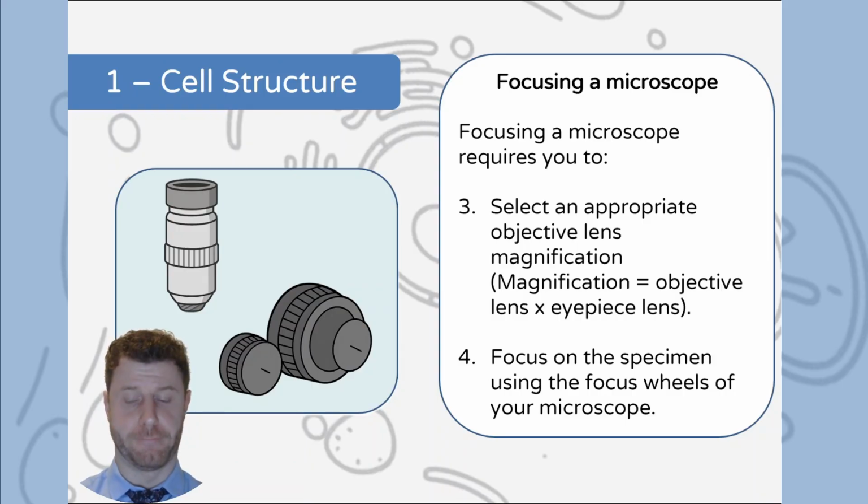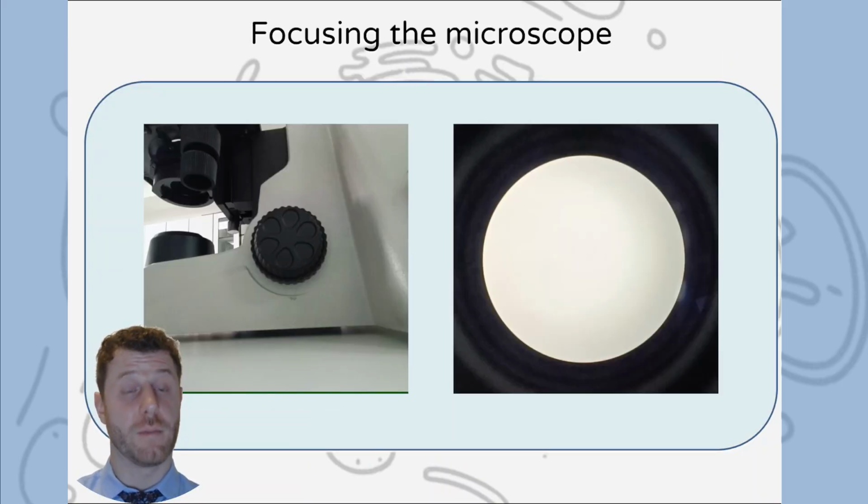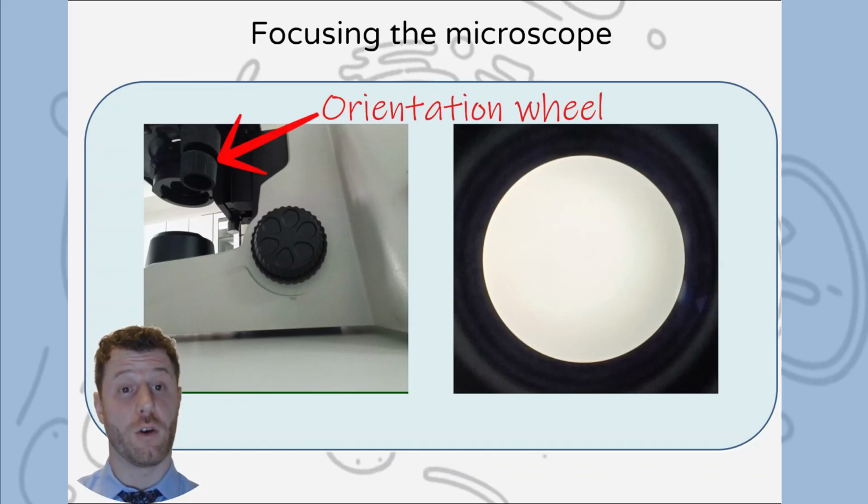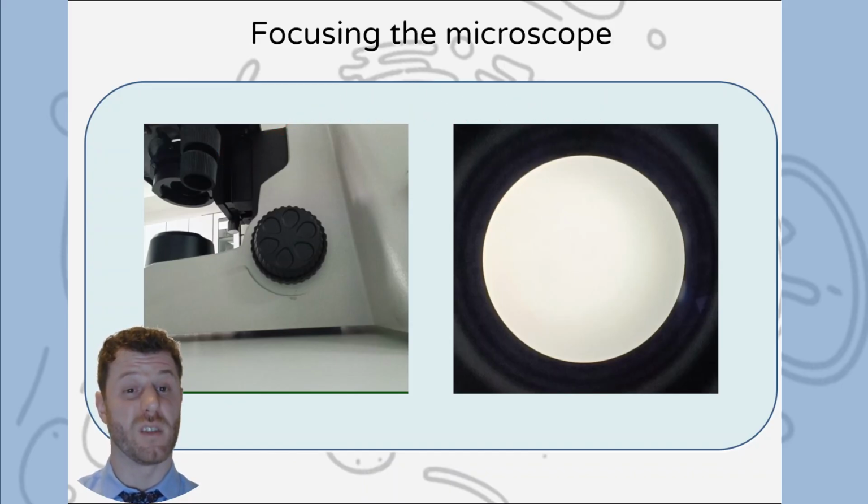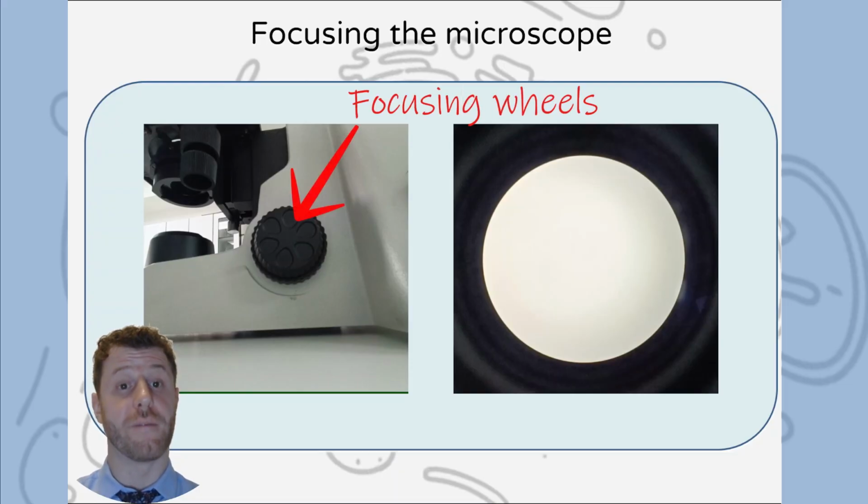Let's take a look. I'm going to disappear in a second, but I've just pointed out for you what the orientation wheel is. This is turned to make sure the slide is in the middle. It's pretty straightforward to use. And then I've also pointed out which one is the focusing wheel.